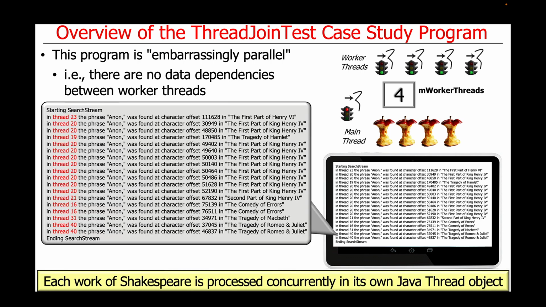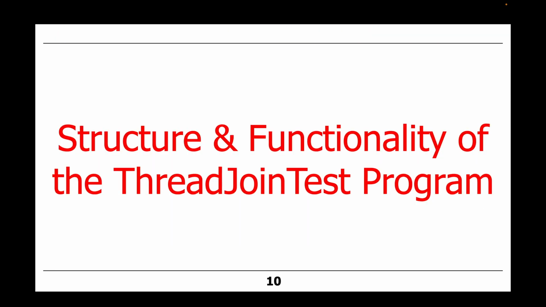As you can see from the output shown here, each work of Shakespeare is processed concurrently in its own Java thread object, thereby illustrating the embarrassingly parallel nature of this design. We'll now examine the structure and functionality of the ThreadJoinTest program.